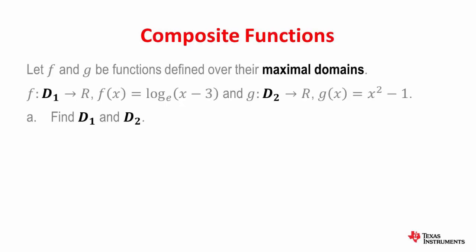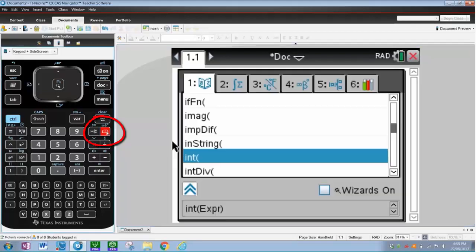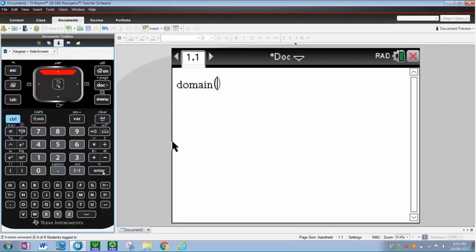So part A is we have to find d1 and d2. There is a command in the calculator which can find maximal domains for us. Unfortunately, you cannot access it from any menus, so we have to go to the catalog, the book button. The easiest way to get to the domain function is to press the book first, then press E, and then press up a few times until you get to the domain command. Once you get there, you press enter, and then we need to type in log e x minus 3.